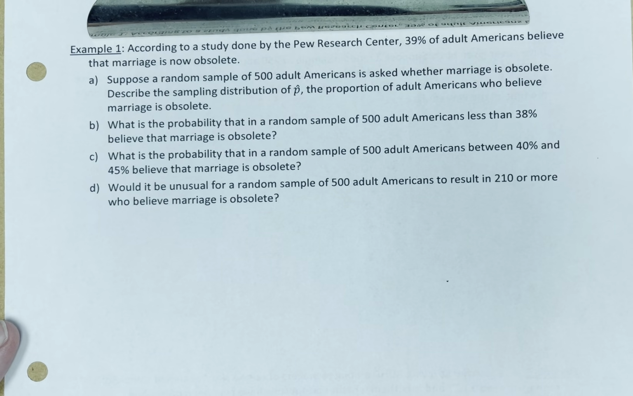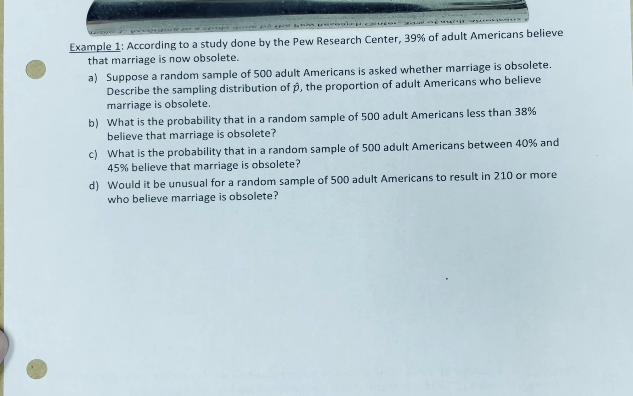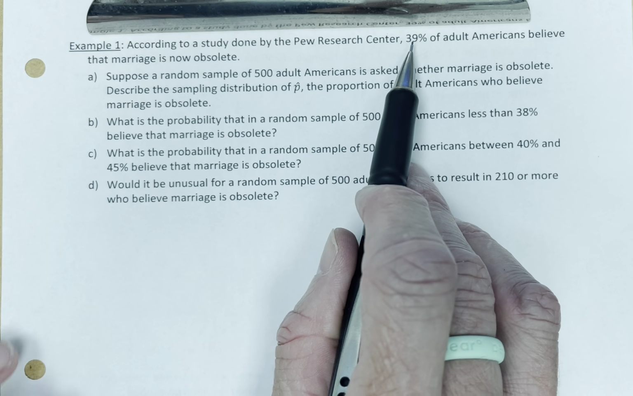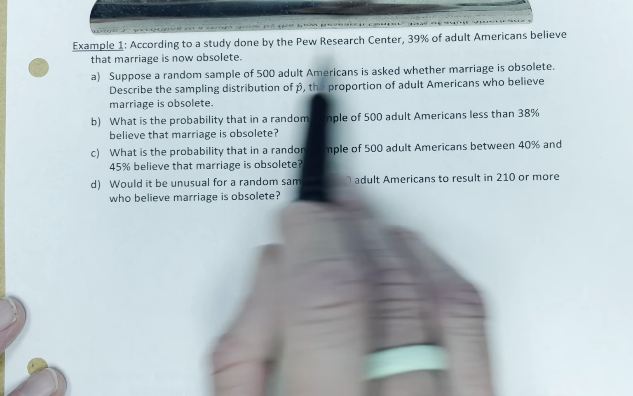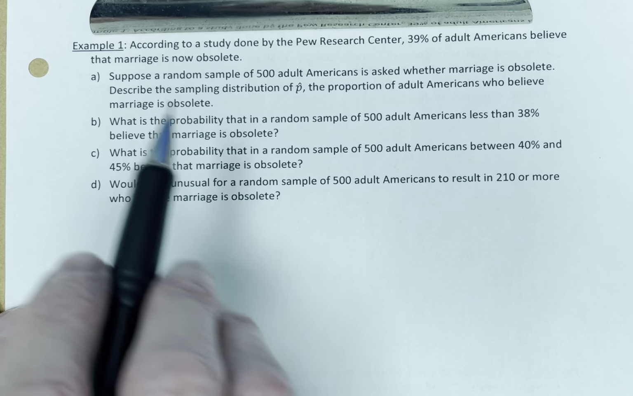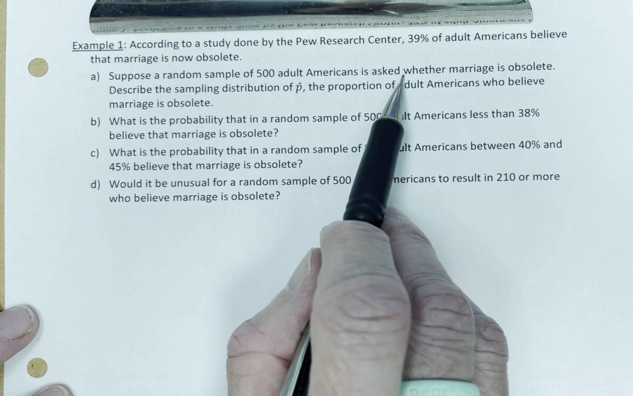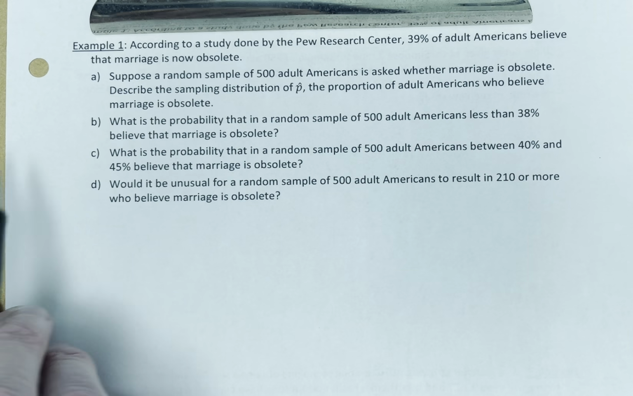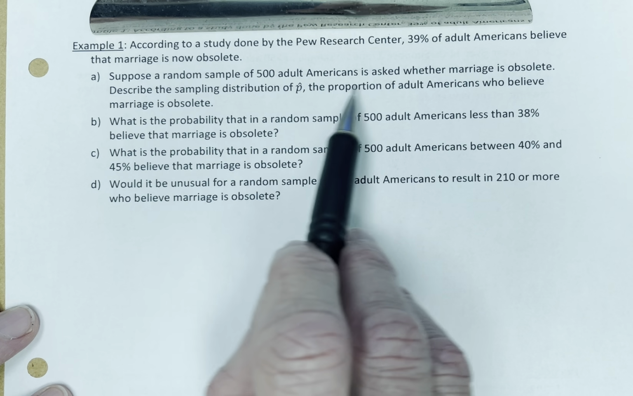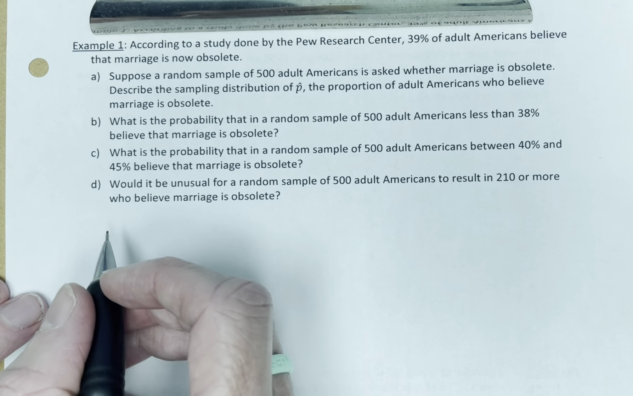Okay, let's see what we got here. Let's make sure that I don't lose track of my normal calculator. According to a study done by the Pew Research Center, 39% of adult Americans believe that marriage is now obsolete. Letter A: suppose a random sample of 500 adult Americans is asked whether marriage is obsolete. Describe the sampling distribution of p hat, the proportion of adult Americans who believe marriage is obsolete.